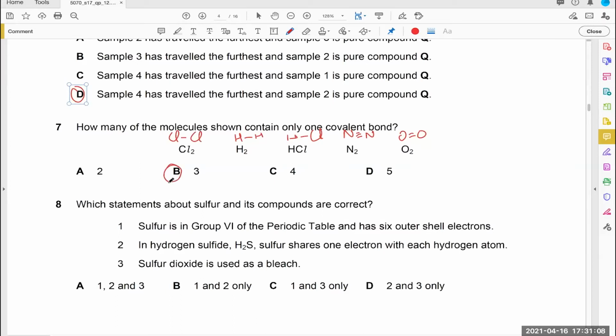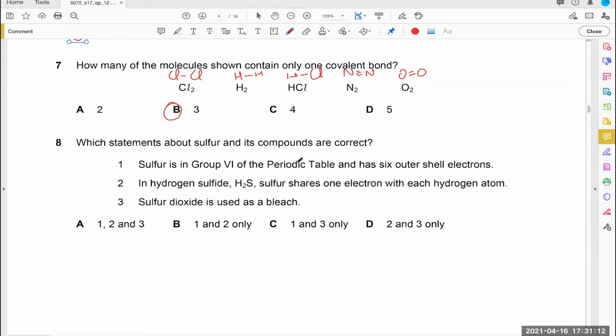Which statement about sulfur and its compounds are correct? Sulfur is in group 4. Sulfur is in group 6 and has 6 outer shells. That is true for sulfur. आप periodic table से उसको verify कर सकते हो. In hydrogen sulfide, sulfur shares 1 electron with each hydrogen atom. That is true because we know that sulfur being in group 6 behaves exactly like oxygen in this case.